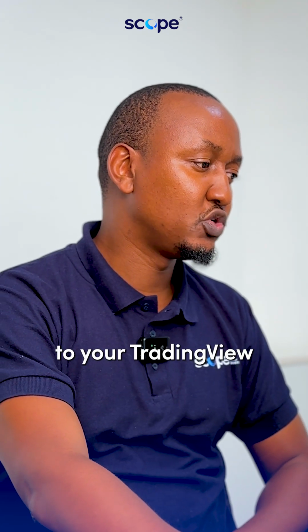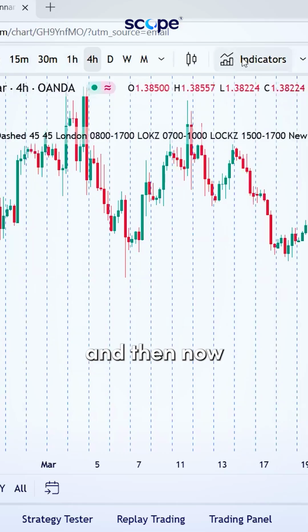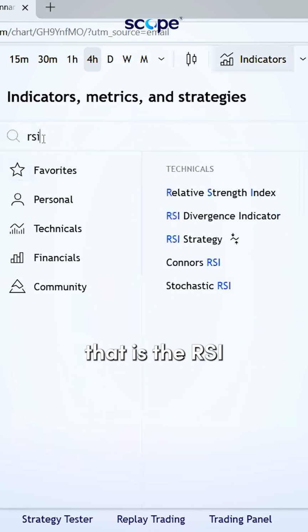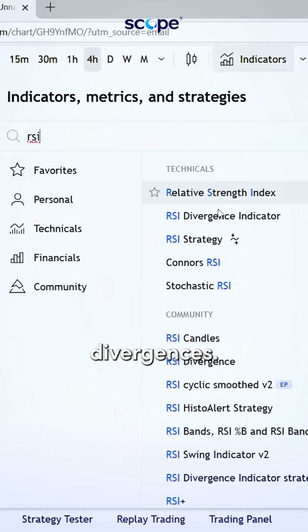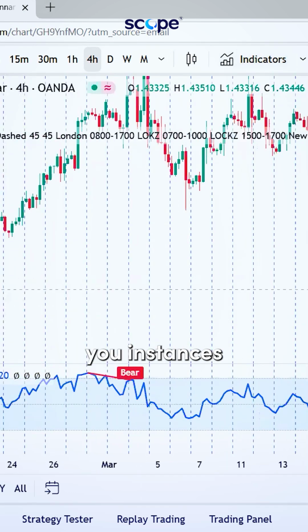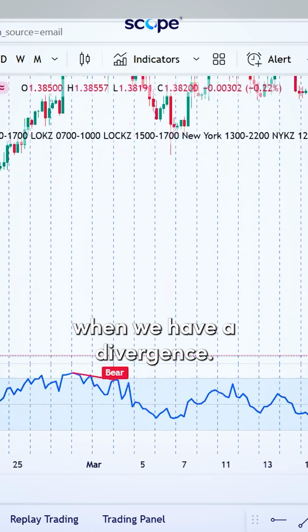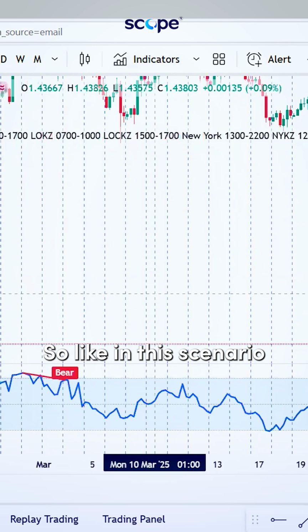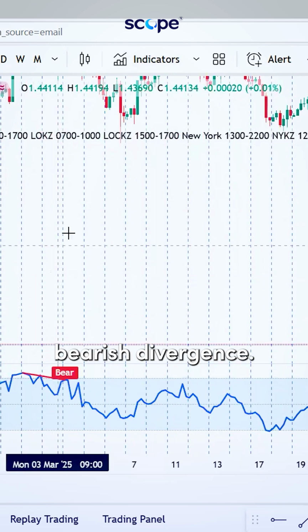So you will come to your TradingView, and then go to the indicator section. Then you type in the indicator, that is the RSI divergence, so you can see it there. So you have it in your chart. So this indicator basically shows you instances when we have a divergence. Like in this scenario, we have a bearish divergence.